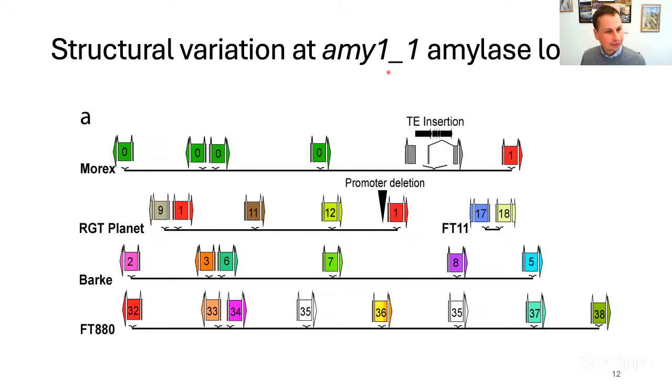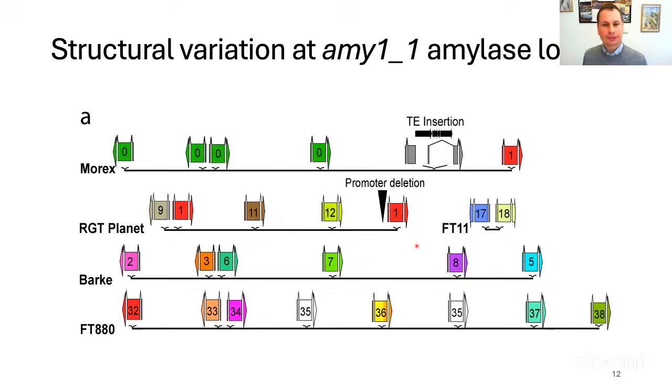And we were quite surprised by the level of structure variation we saw. So there's first copy number variation. Morex is a reference cultivar that we use. It has 6 copies, one of which is inactivated by transposon insertions. And then we saw copy numbers at this locus ranging from 2 copies in a wild barley, FT11, to 8 copies in the barley FT880.